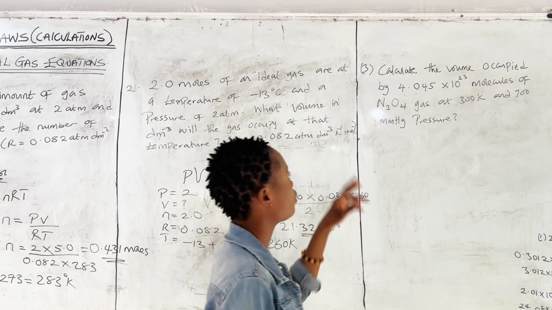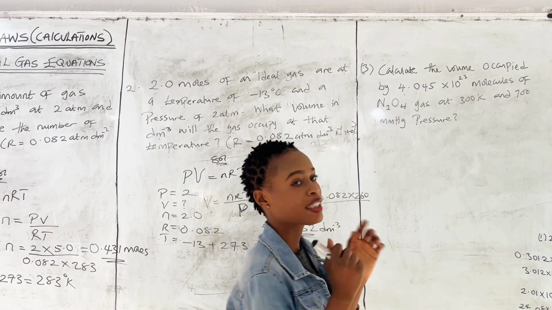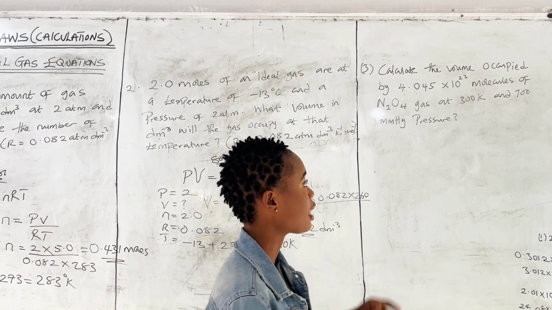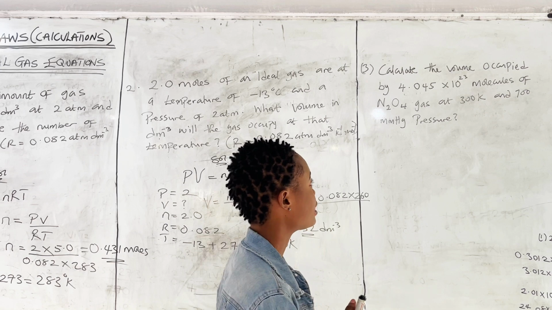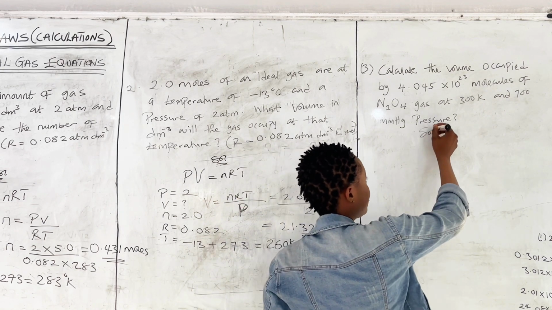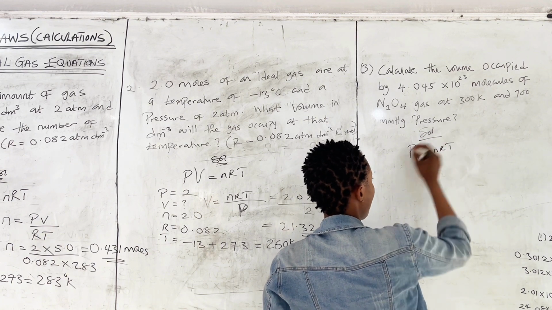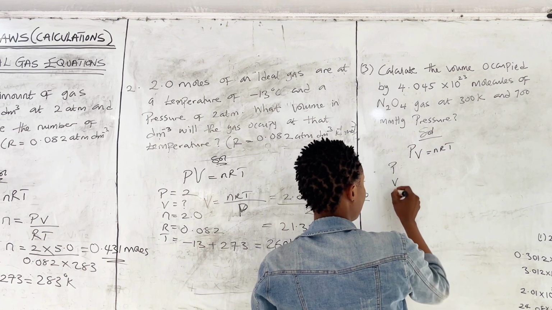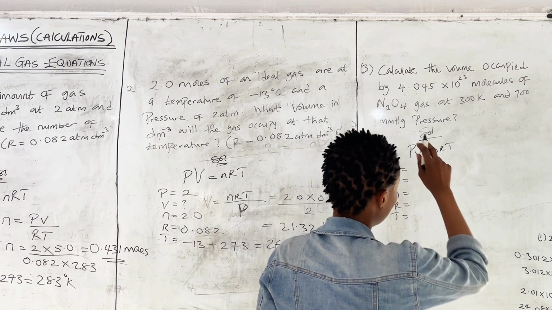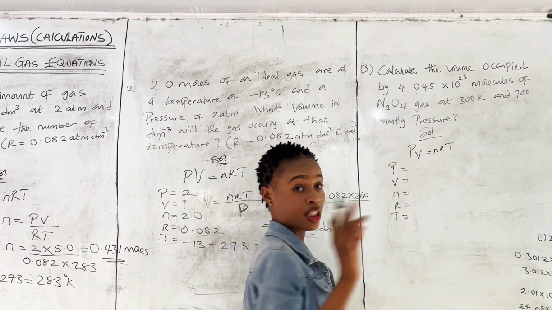For the last question, it says calculate the volume occupied by 4.045 times 10 raised to the power 23 molecules of N2O4 gas at 300 Kelvin and 700 millimeter mercury pressure. So we can solve with the same formula. Write the formula PV equals nRT. Write your parameters. Our P, according to the question, is 700. Remember, millimeter mercury is a unit of pressure.